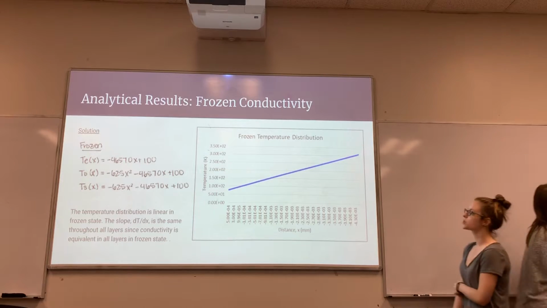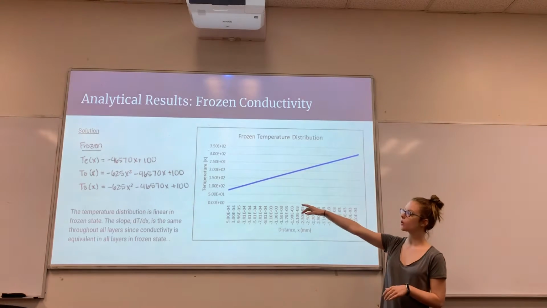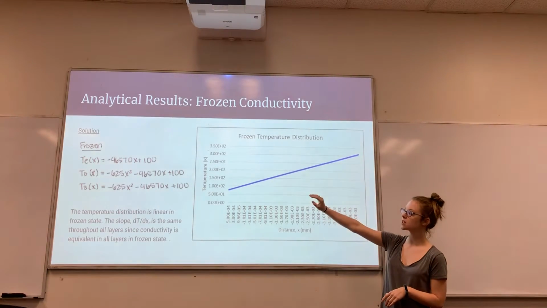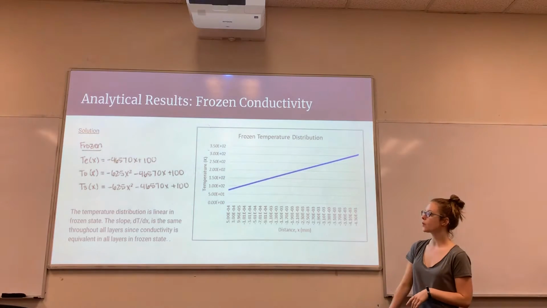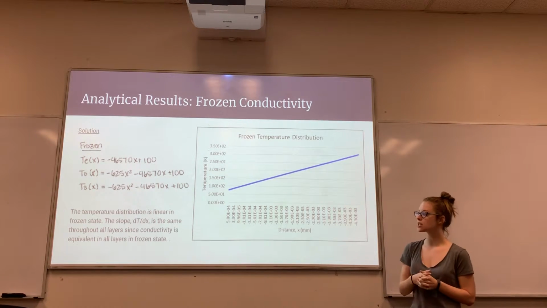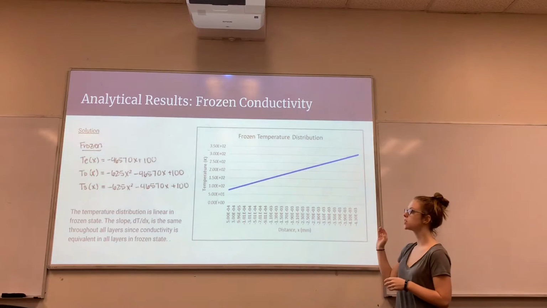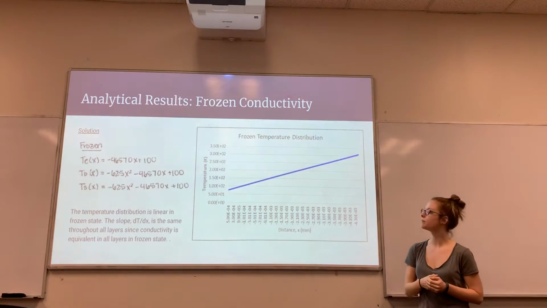These are our analytical results. So this is for the frozen conductivity variables, and as you can see, those are our equations right over there for the epidermis, dermis, and subcutaneous, and those are our temperature distribution equations. And the temperature distribution, as you can see by this graph, is linear in the frozen state, and the slope is the same throughout, since the conductivity is equivalent in all layers in the frozen state.